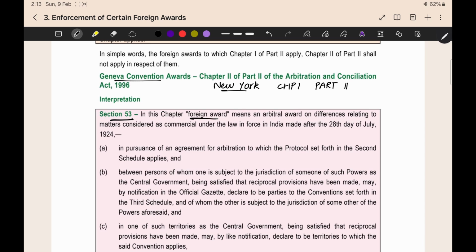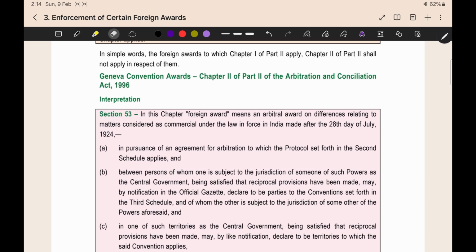In this chapter, foreign award means an arbitral award. By this what we can understand is that for foreign award under section 44 a definition was given, and under section 53 also a definition is being given. So the section 44 definition will apply to New York Convention, chapter 1. The section 53 definition will apply to Geneva Convention, chapter 2. This is the thing we have to understand by this line.